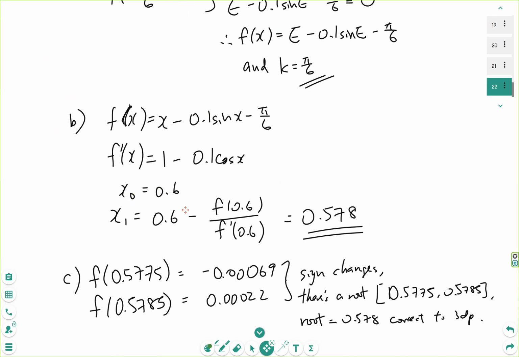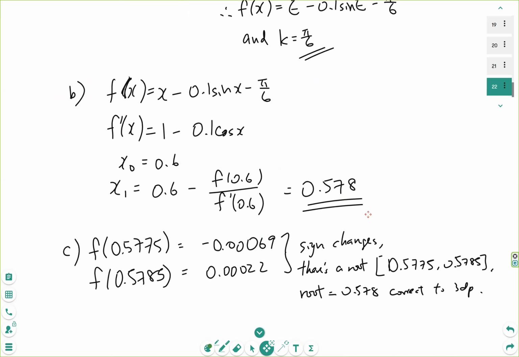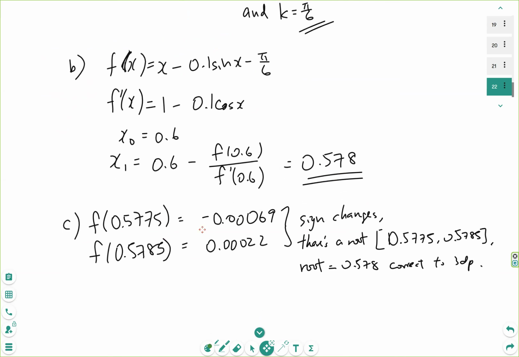Make sure you use the calculator in radians. If you don't use radians, you get something similar, but actually not the same answer. But using radians, 0.578 to 3 decimal places. And then to use the sign change method, with an upper bound and lower bound, you have to write the root correct to 3 decimal places.